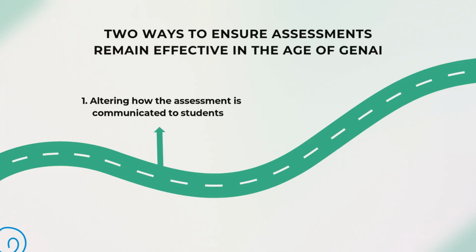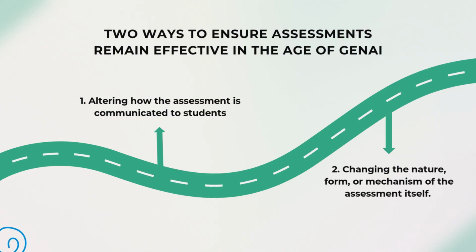The authors argued that to ensure assessments remain effective in the age of GenAI, they can be improved in 2 ways: by altering how the assessment is communicated to students, and by changing the nature, form, or mechanism of the assessment itself. The authors referred to the first approach as discursive change and the second approach as structural change.